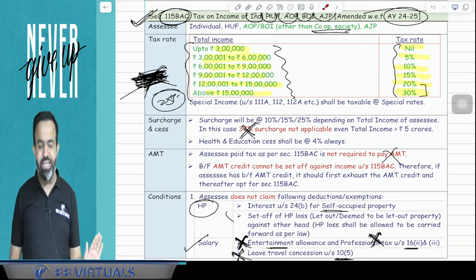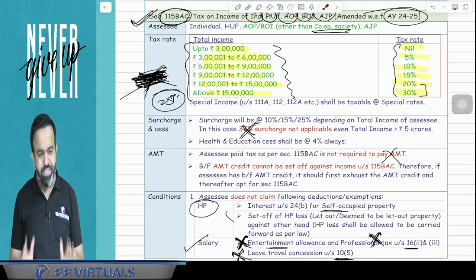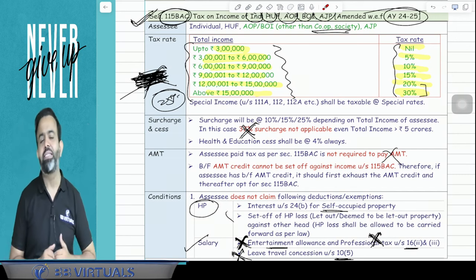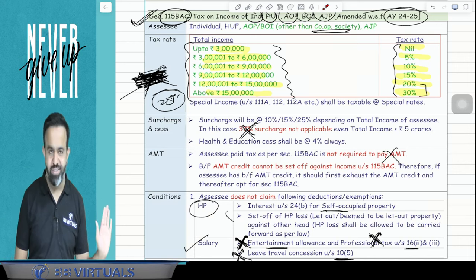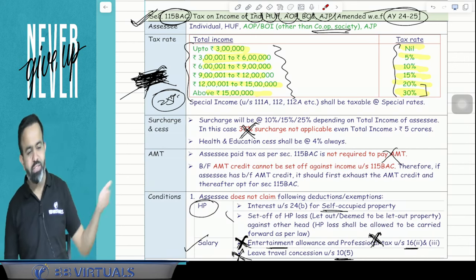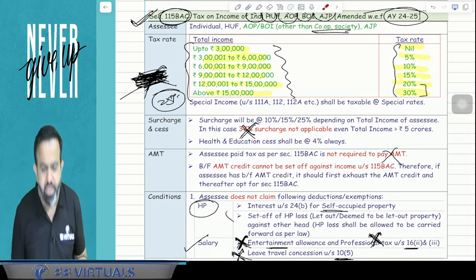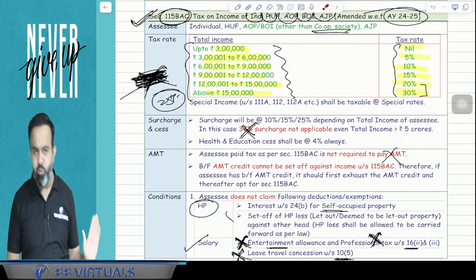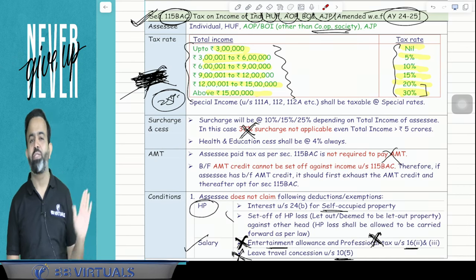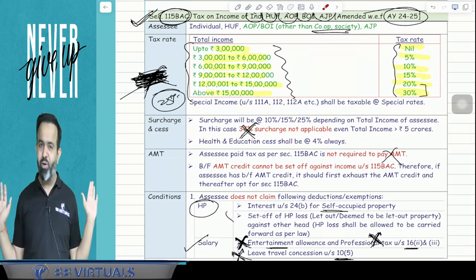So guys, what I am saying is that from this year, this section 115 BAC is the default taxation regime. Default taxation regime means you have to follow this section. But suppose if you don't want to follow this section, then you can opt out from this section and go for the normal provision. And when you are going for the normal provision, then you have to file one form. You got my point or not?